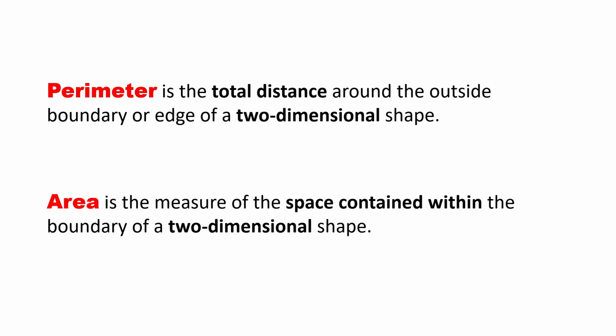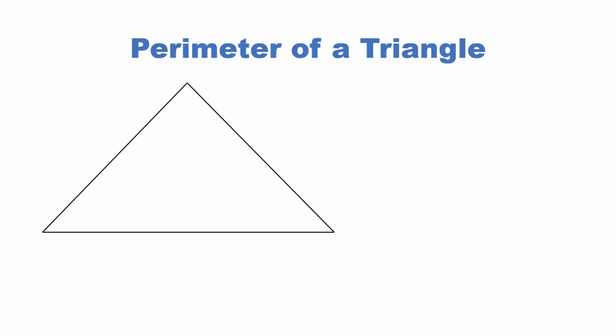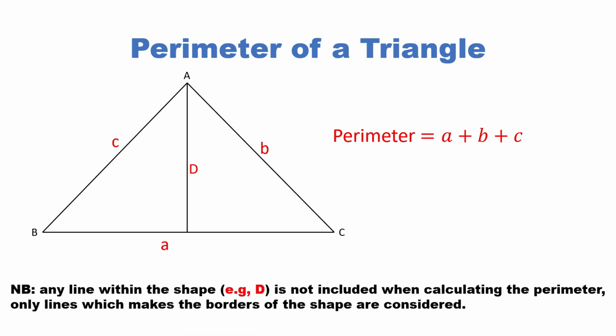Now let us start with the perimeter of a triangle. Suppose we have our triangle A, B, and C in capital letters, with the corresponding sides a, b, and c in small letters. Then we add another line inside the triangle, which we can just call d. We can now determine the perimeter of the triangle by adding only the external sides of the triangle. Hence, perimeter is equal to a plus b plus c. And take note that when calculating the perimeter, we do not include the lines which are enclosed inside the triangle, for example line d. So, we should only consider the lines which form the borders of our triangle.